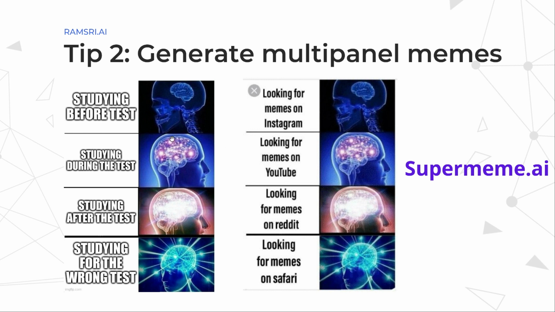So what you can do is smartly just give studying before the test and studying for the wrong test, and you can ask it to fill in the middle using the insert API. Again, this is a 4-panel meme, but you might have seen like 6-panel or 7-panel memes as well. And at supermeme.ai, which is our AI generation app for memes, we test out some interesting things for multi-panel memes. So you can check out supermeme.ai as well later.